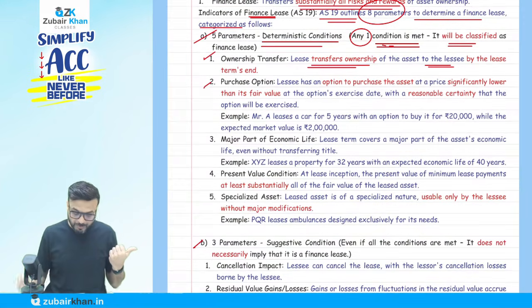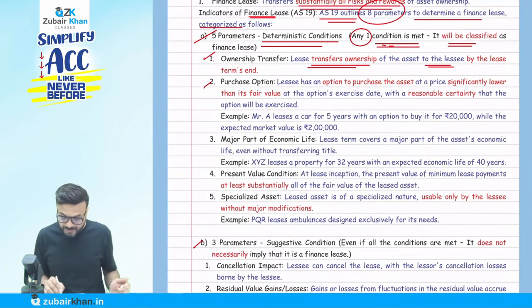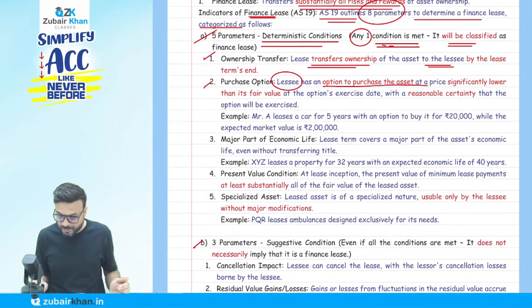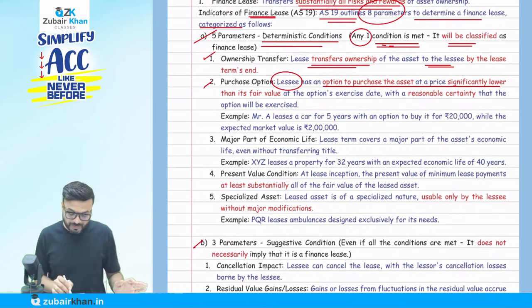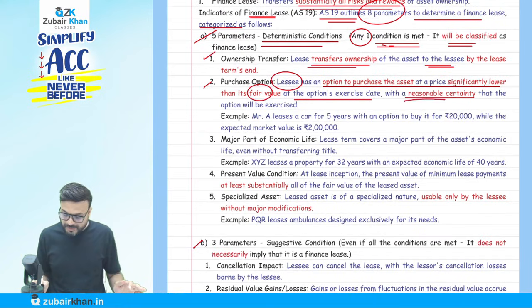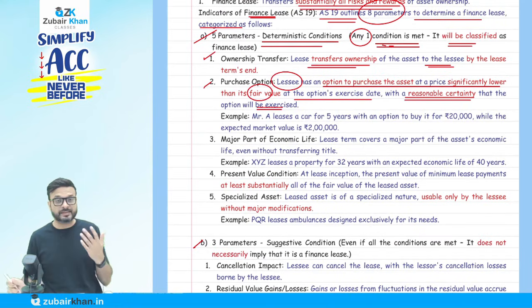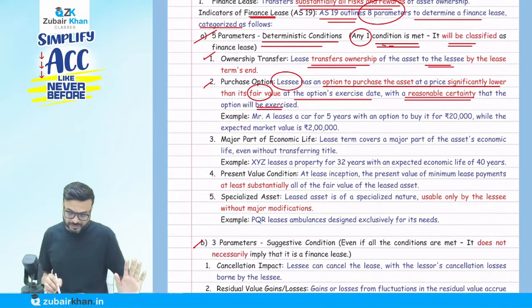Second, purchase option. The lessee has an option to purchase the asset at a price which is significantly lower than its fair value at the option exercise date, with a reasonable certainty that the option will be exercised. What is it saying? Let's take an example so it will be easy for you.